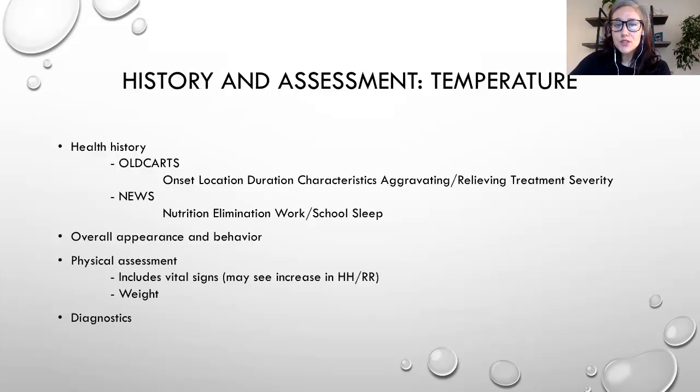Starting off with a history and assessment, and I put up here for temperature just because that's what we're talking about right now. There is something that I like to use called OLD CARTS, and I learned that I think as an NP in school, but I wish I had learned it as a nurse because it really helps you get an idea of what's going on with the patient, whether you're asking the patient or the parent. I put it down there so you can see what that acronym stands for.